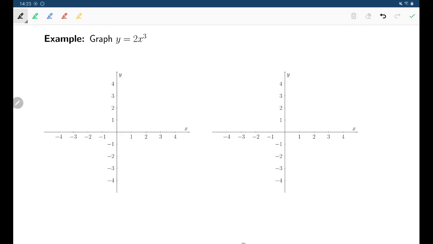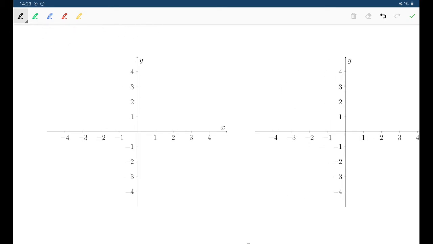Now, of course, same thing as always, I begin by first drawing my basic shape. And for y equals x cubed, it has the 3 good points: (1, 1), (0, 0), and (negative 1, negative 1).